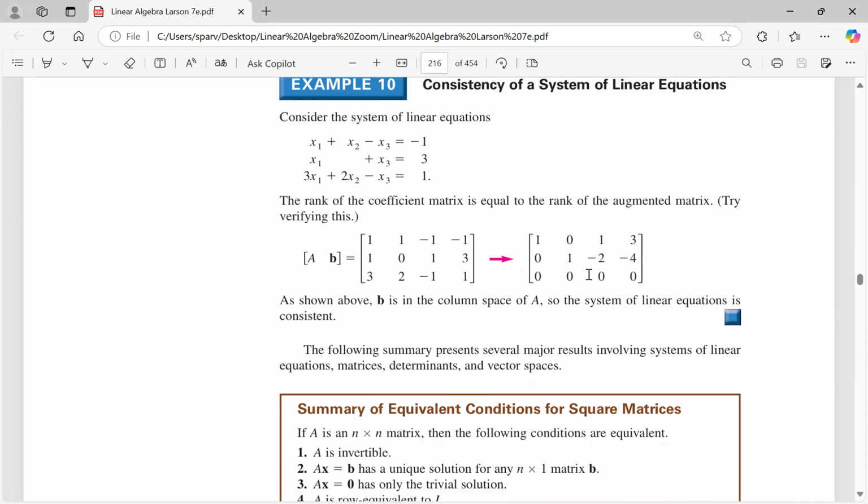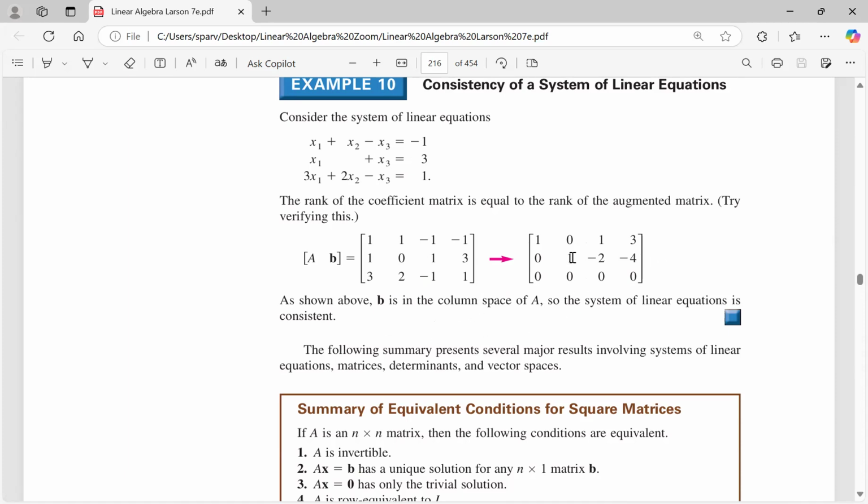And you go to the reduced echelon form, Gauss-Jordan. Because we have 3 unknowns and only 2 independent equations, the rank of this matrix is 2, because it has 2 independent linear equations. So that means we have 1 free variable, right? And B, which is -1, 3, 1, is in the column space of A, therefore the system is consistent.